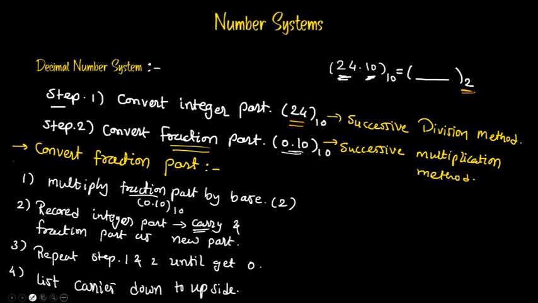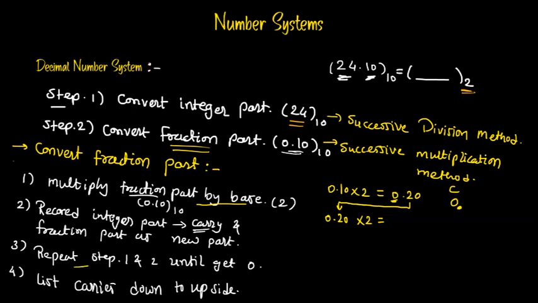Okay, so we will discuss this with the help of an example. We have the number 0.10. First step: multiply the fraction part by the base. So multiplying by 2, we get the answer 0.20. So you have one carry, that is 0. The fraction part is considered as the new fraction. So 0.20 is the fraction part and 0 is the integer part, which is considered as the carry. Multiply by 2 again; repeat steps 1 and 2 until you get 0 or until you have as many digits as necessary for your application.